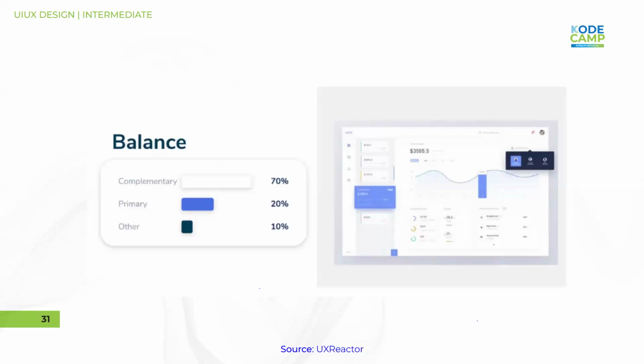Okay, and the complementary color is 70% and others is just 10%. So you can see how neat the UI is. So when you are using your colors, be intentional with the use.